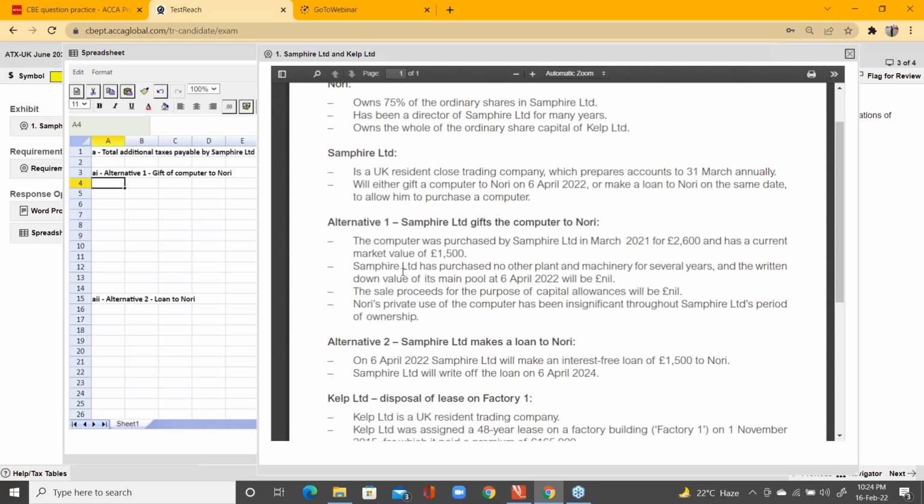S Limited has purchased no other plant and machinery for several years, and the written down value of its main pool on 6 April 22 will be nil. The sale proceeds for the purpose of capital allowances will be nil. Nor is the private use of the computer significant throughout S Limited's period of ownership.